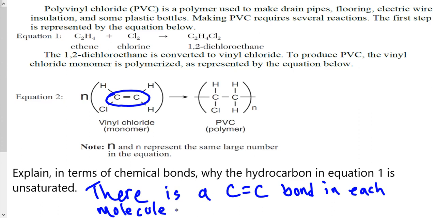Students might write: ethane is classified as an unsaturated hydrocarbon because each molecule contains a double bond, right? Other students might write: ethane molecule contains a multiple carbon-carbon bond. All of these answers are valid during your Regents exam.